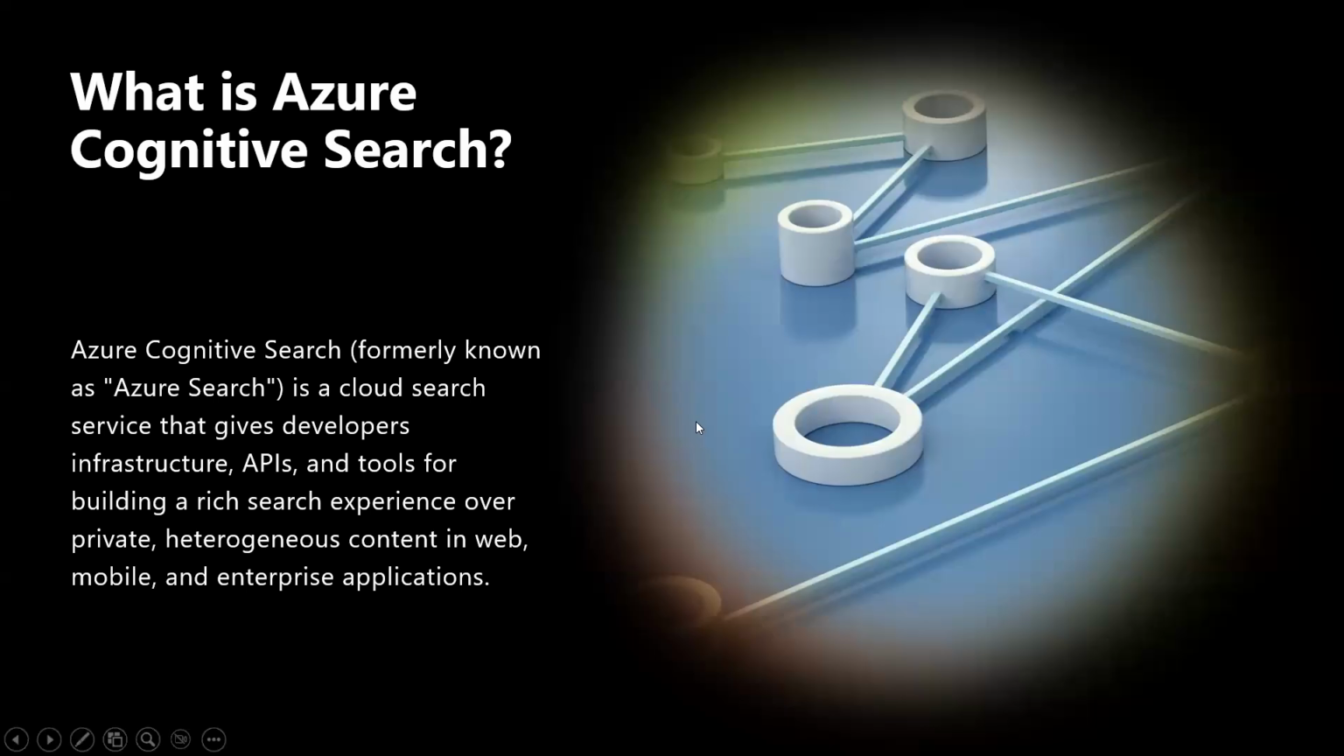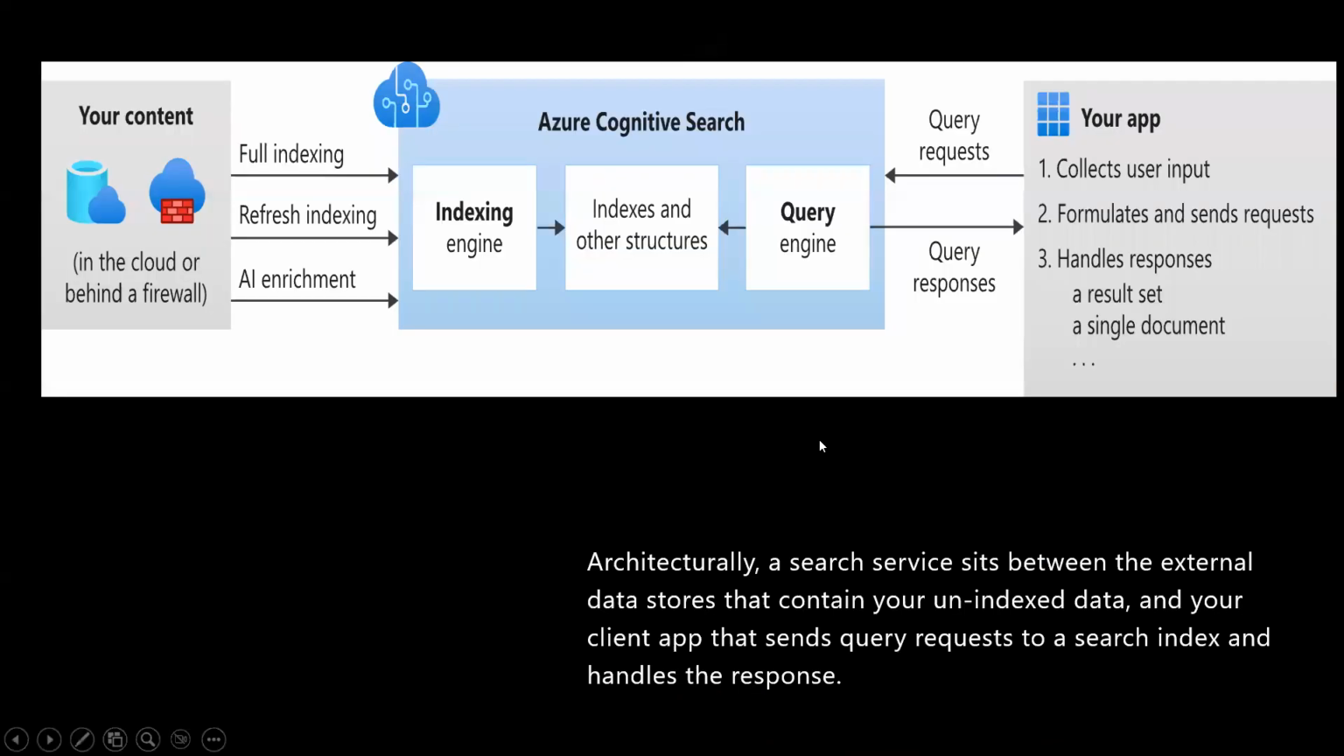And let me give you an architectural diagram of how Azure Cognitive Search works. On your right, you can see our application, where it says your app. If you see the first row, it collects user input, whatever we enter on our application side.